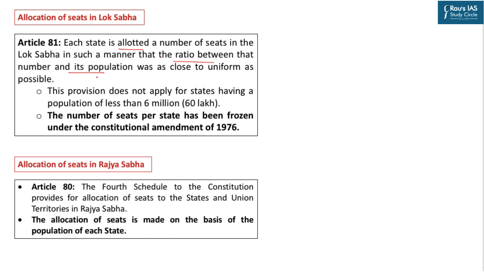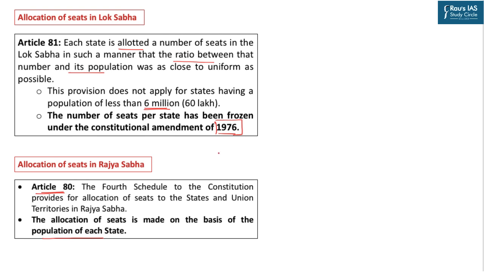But for your prelims exam, you must remember that this provision does not apply for states having population less than 6 million, 60 lakh. Via the 42nd Constitutional Amendment in 1976, the number of seats per state has been frozen. Similarly, as per Article 80 of our Constitution, the 4th Schedule provides for allocation of seats to the states and union territories in Rajya Sabha, and the allocation is made on the basis of population of the state. But population for the purpose of reservation of seats to the parliament from the state has been frozen in 1976. Ever since, the population of different states has been growing at different rates.